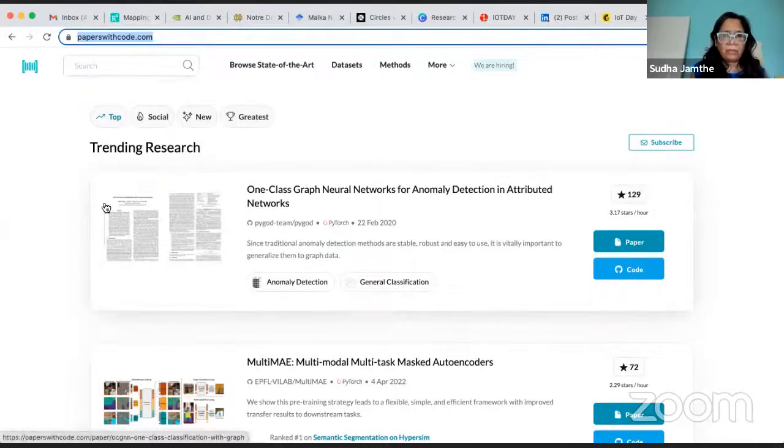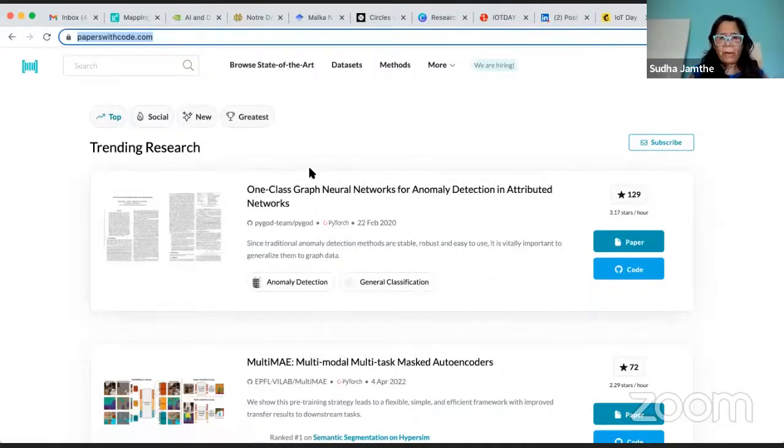In fact, let me see, I was not planning to show this, but there is a site called Papers with Code. Let me find that for you. It's a whole community of people who are just looking at papers. Let me put that in the chat. That's the name of the site. This is called Papers with Code.